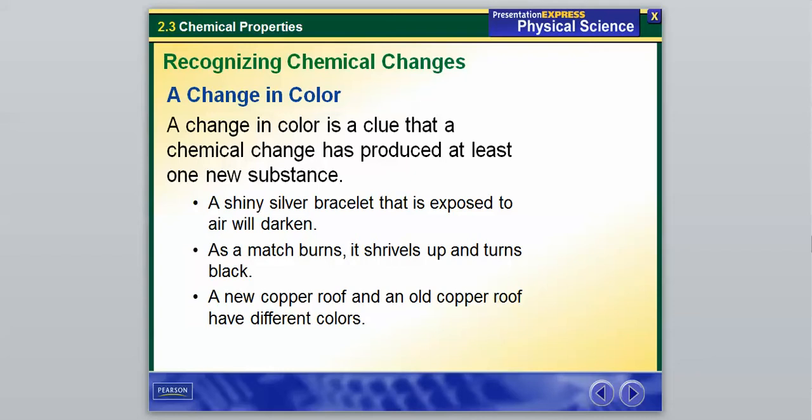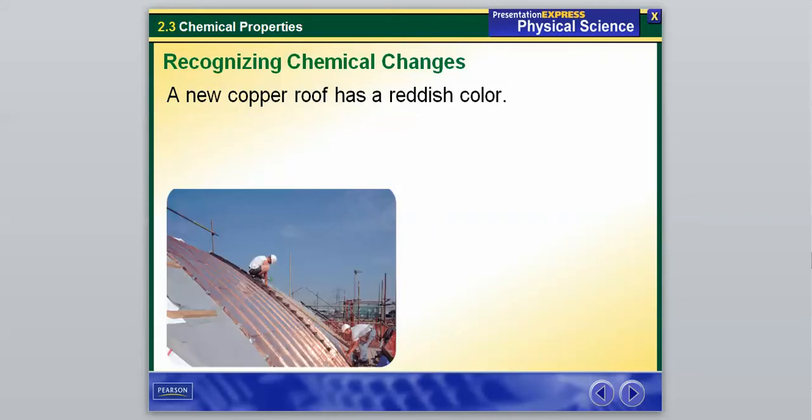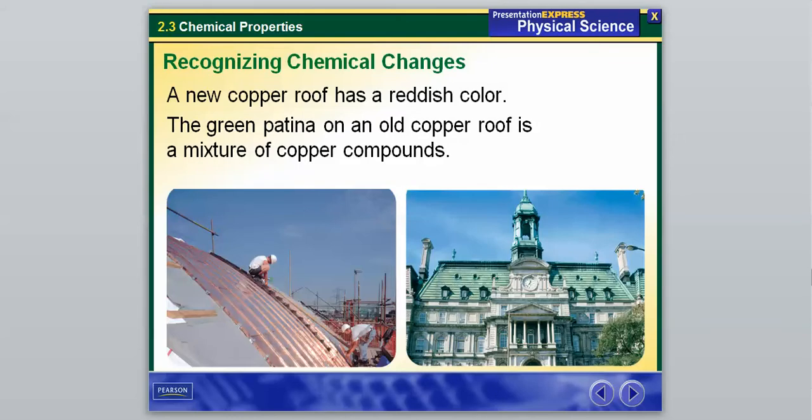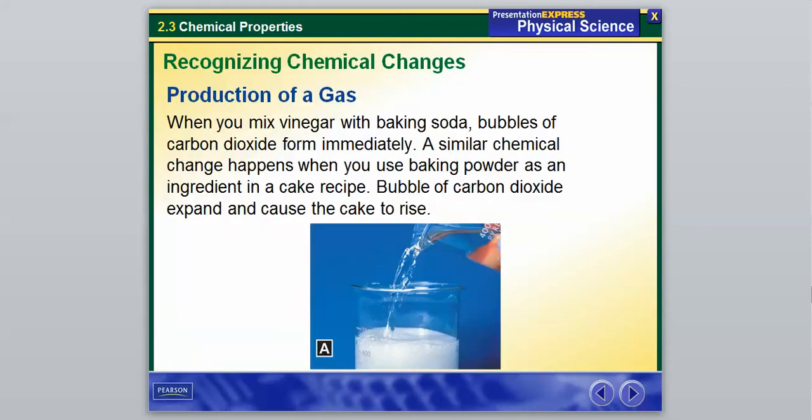And a new copper roof and an old copper roof have different colors. So we're actually going to see that right here. A new copper roof has a reddish color to it. However, over time, they turn that greenish color. So if you look over here on the right, this is actually a copper roof as well, and they call this color change patina. That's the fact that it has changed color. An old copper roof is a mixture of copper compounds. So over time, being exposed to the oxygen, new copper compounds have formed. Things have bonded to this copper to cause this green color, which is an example of a color change. So that's our first way. Color change is how we can recognize a chemical change.